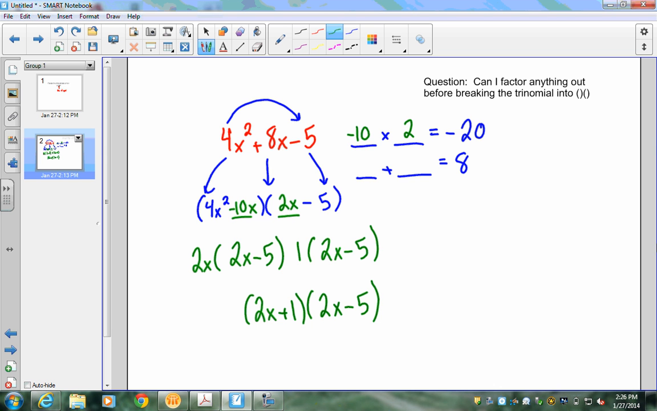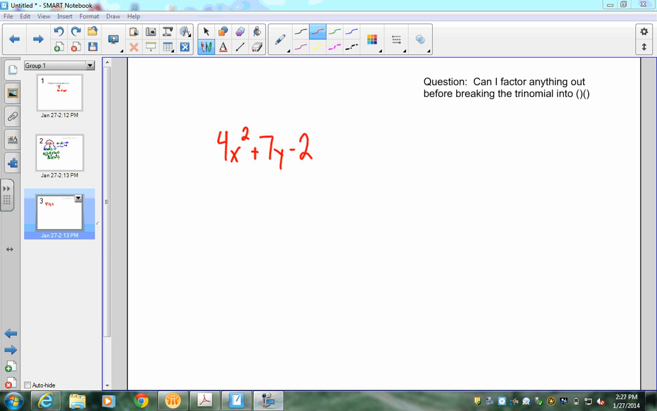Let me just draw a couple arrows so you can see. 2x squared is there, 1 goes there, and one of my same parentheses goes right there. Let's try one more. Here's my next problem. Feel free to pause the video right now if you want to do this by yourself. So pause it right now.